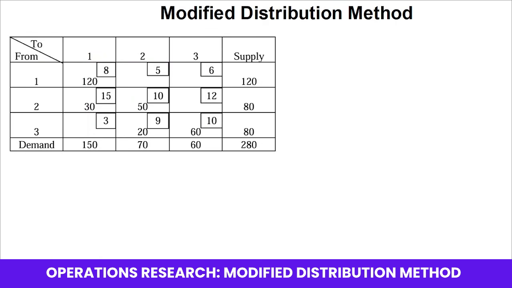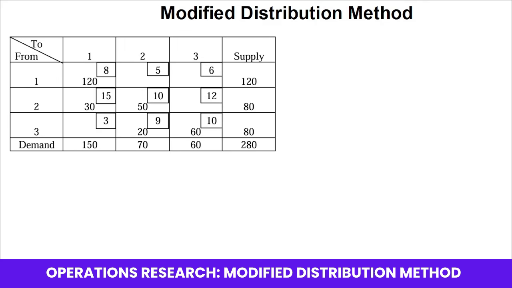Modified distribution method. When given a transportation problem, you first use the northwest corner method or the VAM method, that's Vogel's approximation method, to draw your initial solution. After that, use the modified distribution or the stepping stone method to get your optimal tableau.